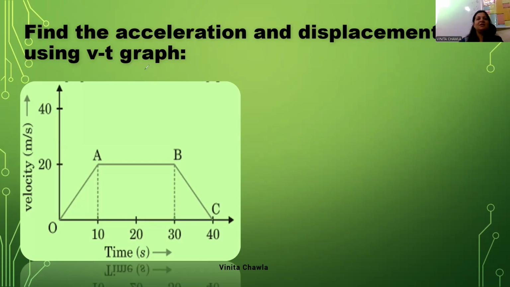Okay, find the acceleration and displacement using the VT graph. So we need to find acceleration separately, for O to A, A to B and B to C we have different values of acceleration, right? So first find for O to A. O to A, how will you find acceleration? It's the slope of the VT graph.